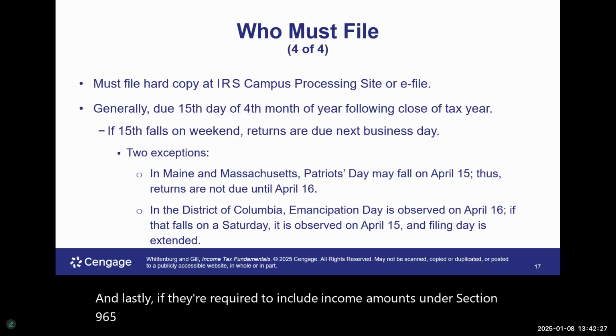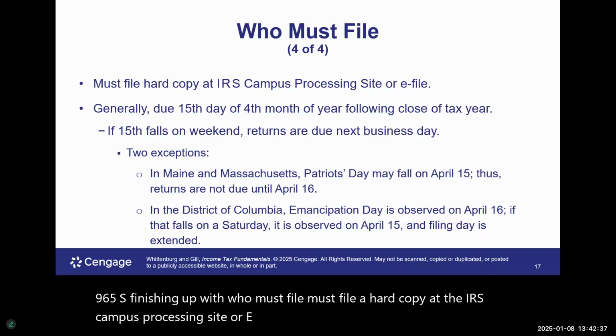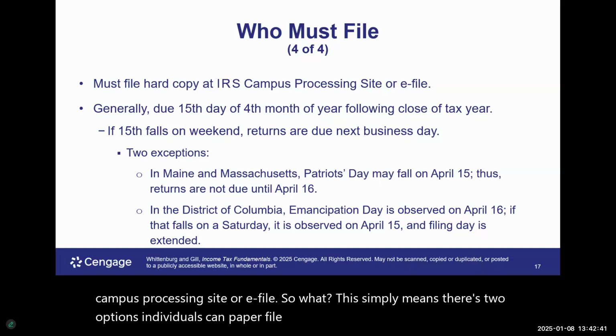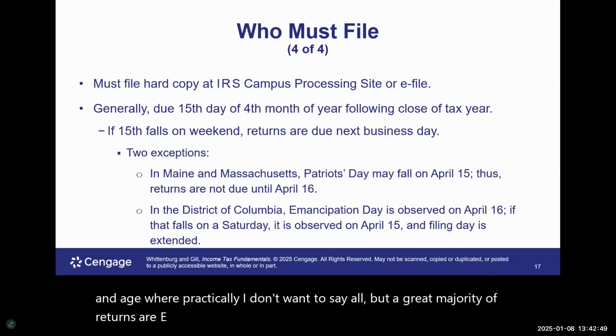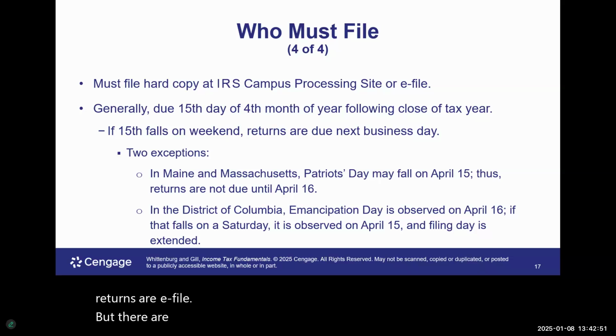So finishing up with who must file. You must file a hard copy at the IRS campus processing site or e-file. So what this simply means, there's two options. Individuals can paper file it or they can e-file it. We live in a day and age where a great majority of returns are e-filed, but there are situations where an individual cannot electronically file a return.